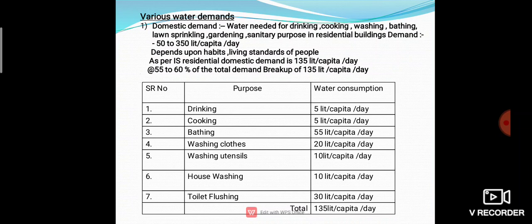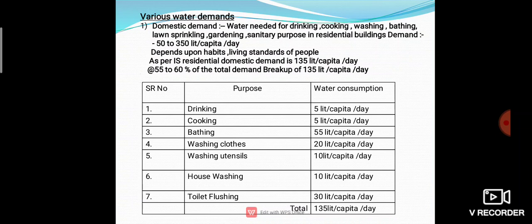Demand of water varies from season to season, and with population. There are so many factors which affect this water demand. The various water demands shown in this lesson are: first, domestic demand, then industrial demand, after these commercial, institutional, fire demand, then loss and waste. After that, public demand is also there.